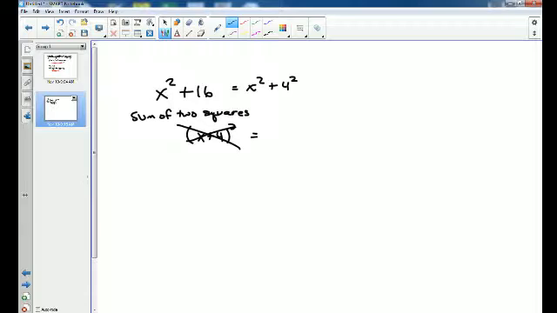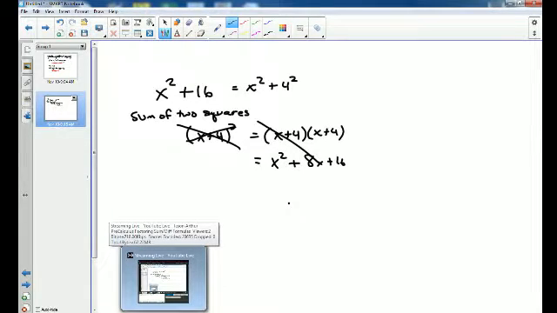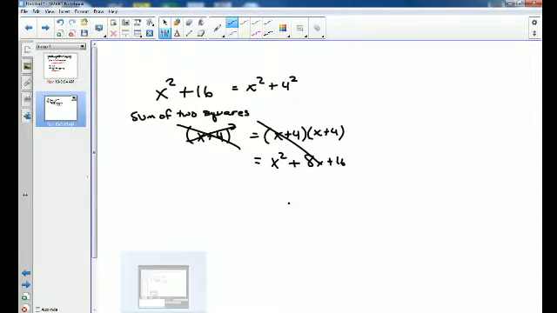Okay, x plus 4 squared is x plus 4 times x plus 4, right? Oh, FOIL. Outsides and insides. Make 8x. Now I see where. All right, well then, good thought. Is this factorable? No, it's not. So it's a sum of two squares. Easy answer.